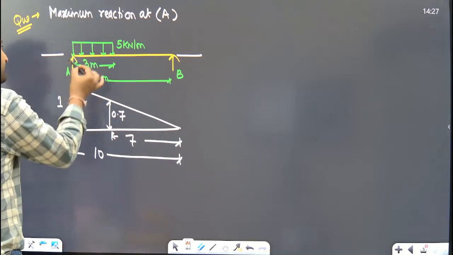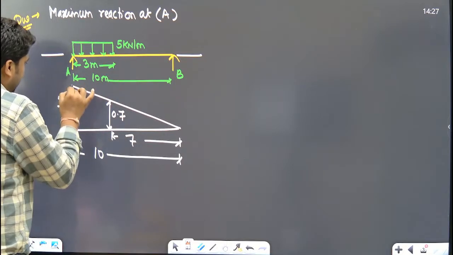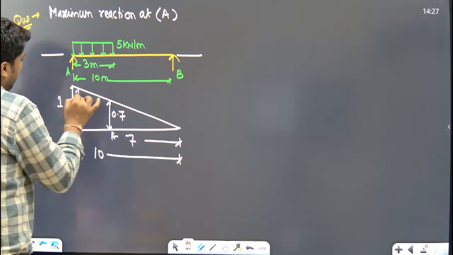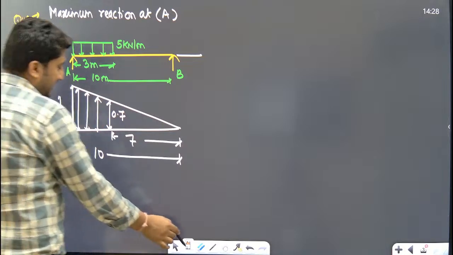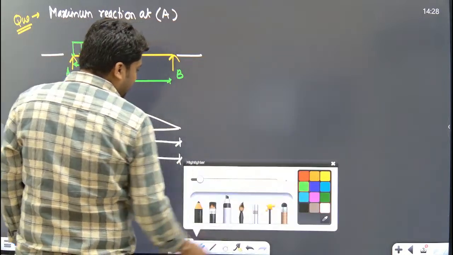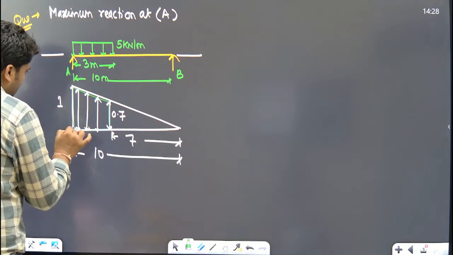Now there are infinite number of point loads. The point load multiplied by the ordinate. So the best way to calculate this will be to find the area under the curve. Yes or no? You just find the area under this curve. You'll get the answer.